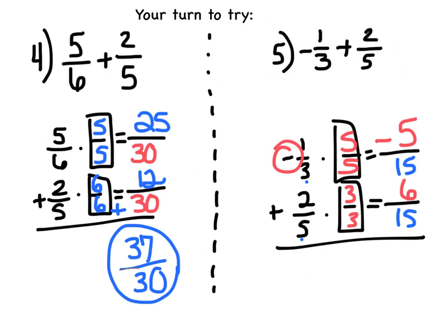So now I have negative 5/15 plus 6/15. Well, negative 5 plus 6 is 1, and my denominator stays the same. And 1/15 is my answer because I can't simplify that anymore.